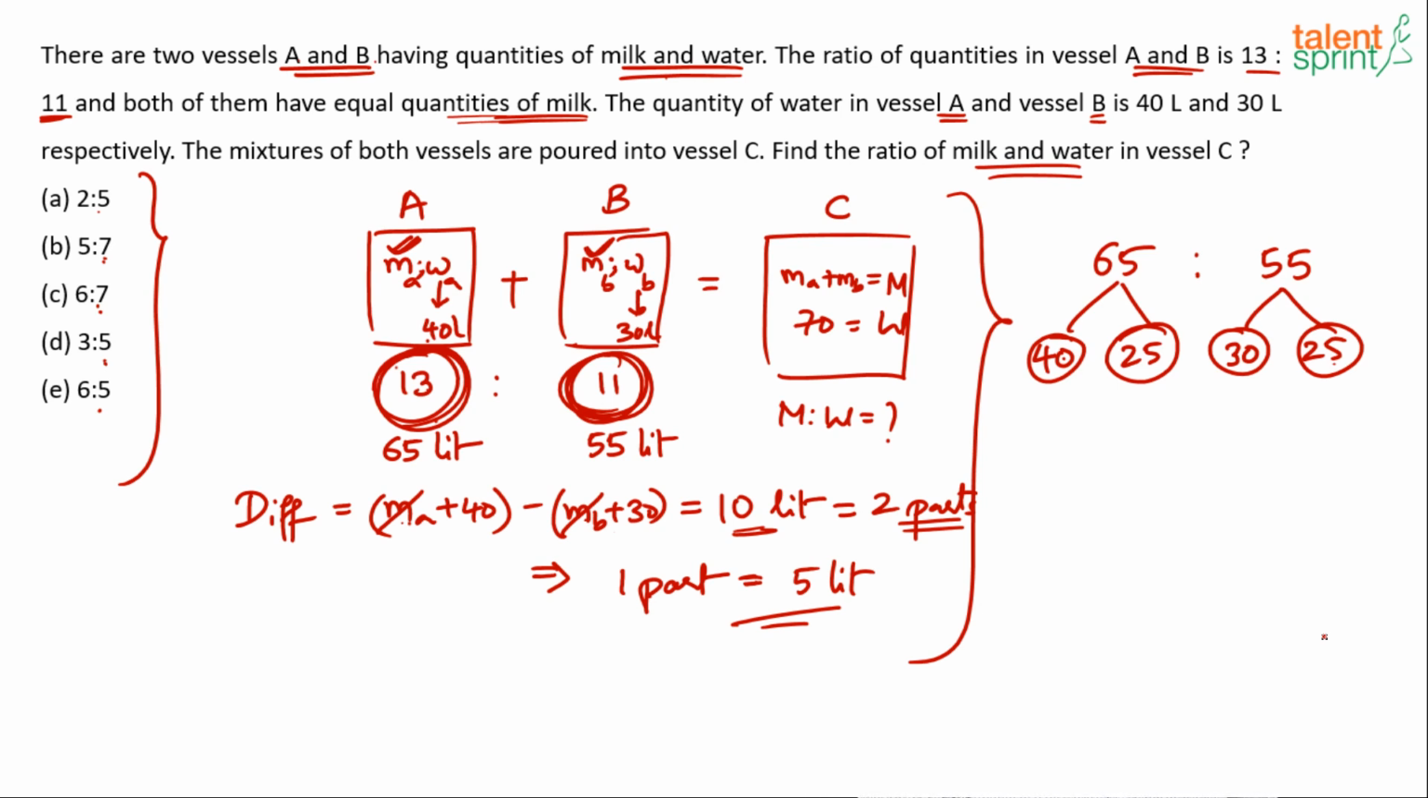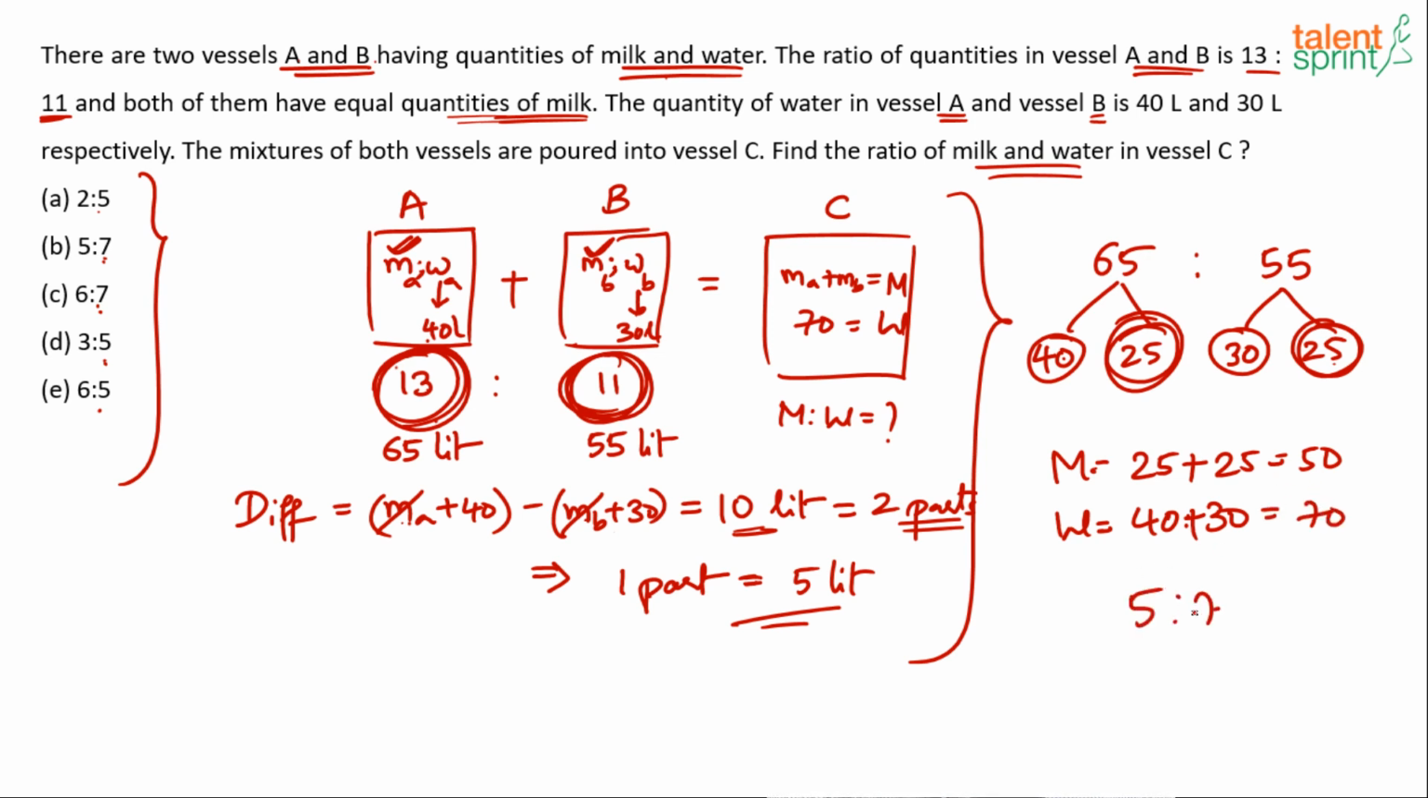Now what he's asking us to find out is the ratio of milk and water in the vessel C. So what happens when I find the ratio of milk and water? Total milk is 25 plus 25, which is 50, and total water is 40 plus 30, which is 70. What should be the ratio? 5:7. And that's your answer. Option B is your answer.